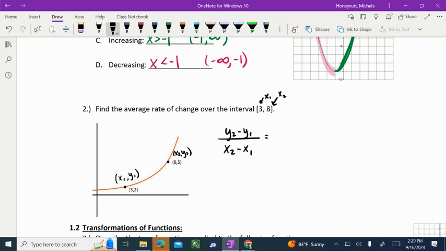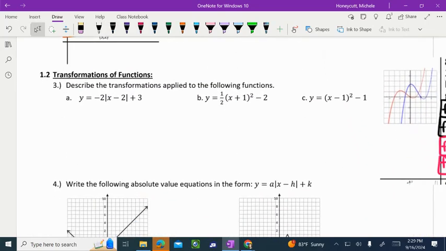If I substitute those values in, I would have 5 minus 2 over 8 minus 3. 5 minus 2 is 3. 8 minus 3 is 5. So the average rate of change is 3/5.